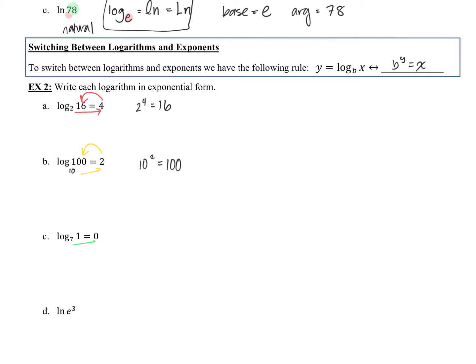All right, so this is 7 to the 0 power is 1. And the next one, ooh, well, let me rewrite this real quick. That's log base e of e to the 3rd power. And sorry, this should have an answer that should equal 3. Okay, so equal to 3. Well, we can rewrite this. e to the third power equals 3.